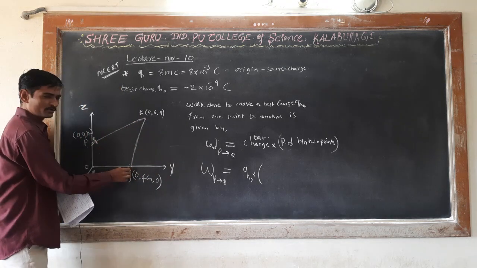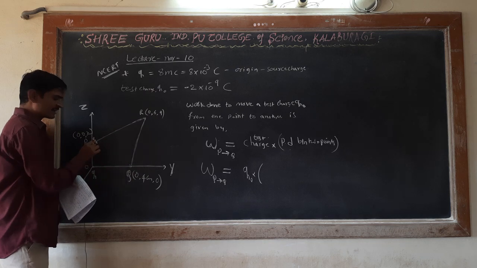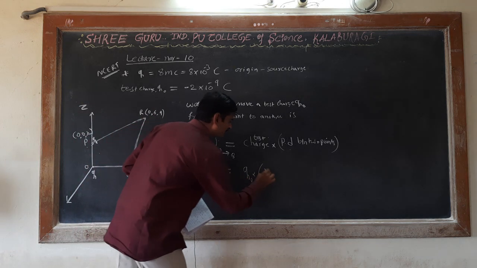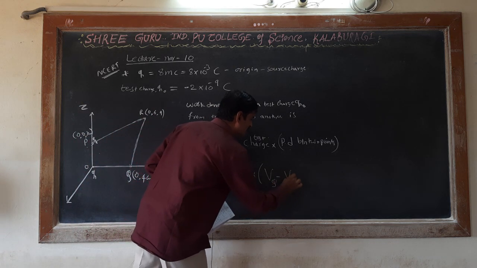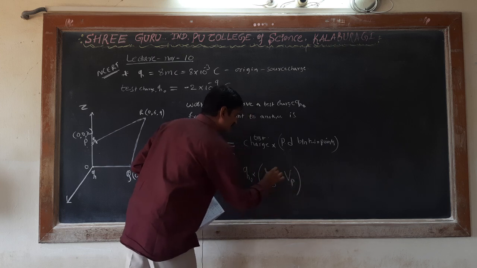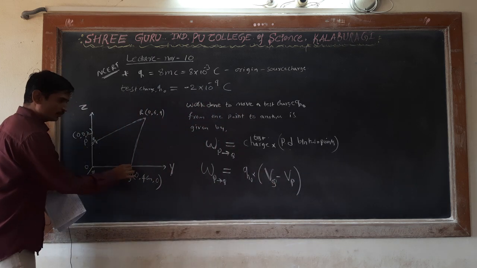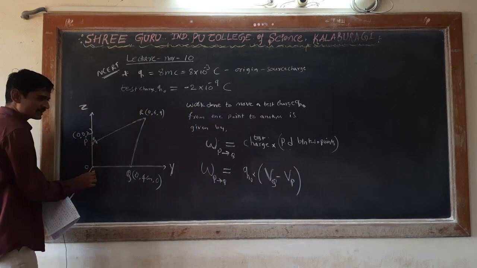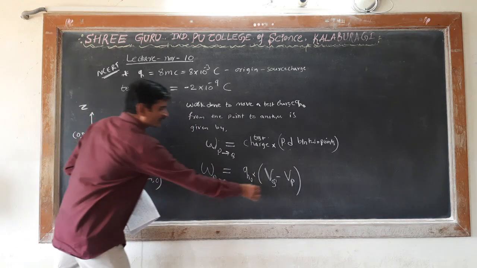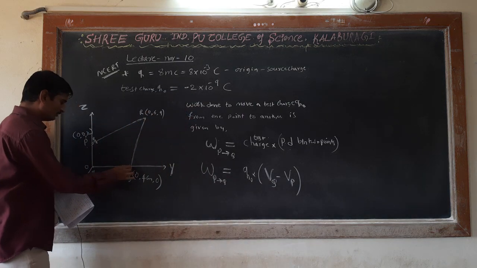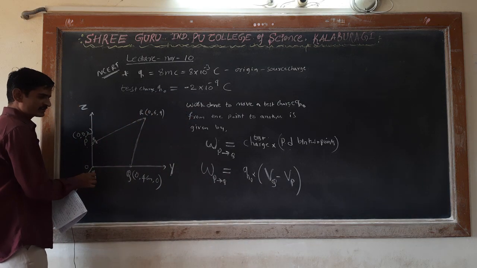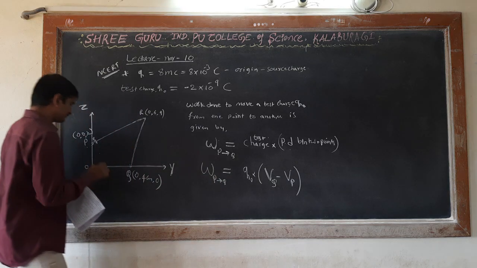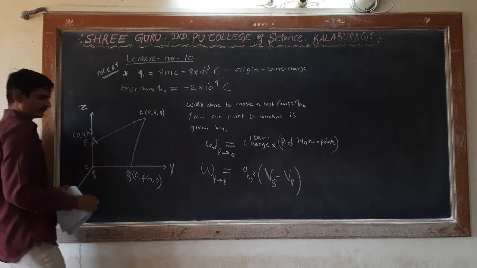Finally the charge is coming to the point Q. Initially the charge is at the point P. So therefore it is VQ minus VP. VQ is potential at the point Q and VP is potential at the point P due to this source charge Q. VQ is potential at the point Q due to the charge small q, and VP is potential at the point P due to the charge small q.